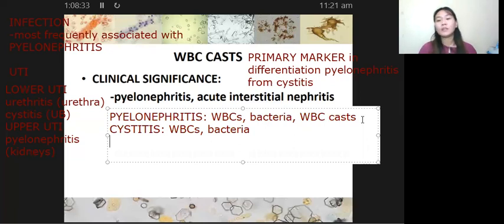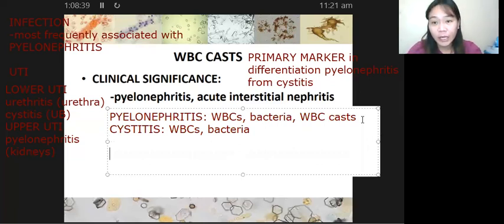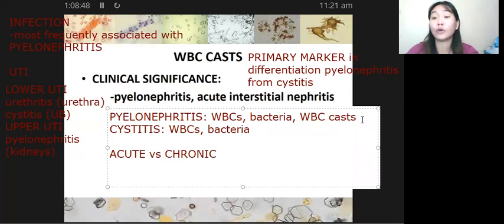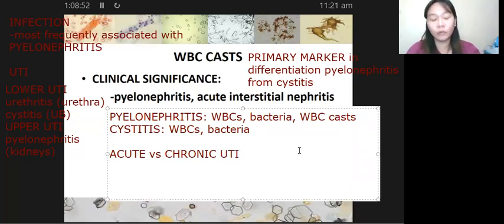Meron din pong way by which we can actually differentiate acute naman versus chronic. Acute versus chronic UTI. Sige, ilagay ko lang. Acute versus chronic UTI.